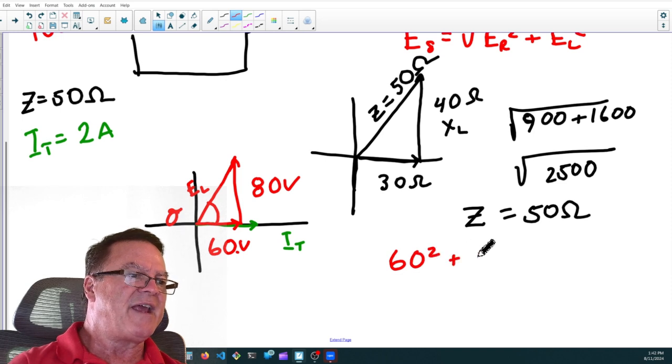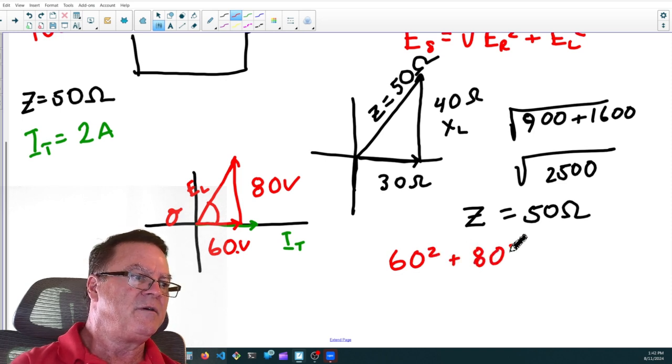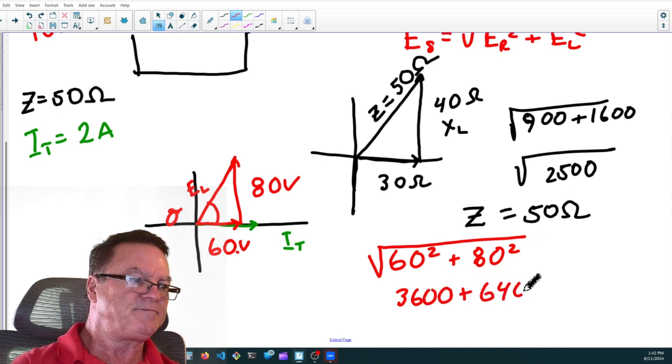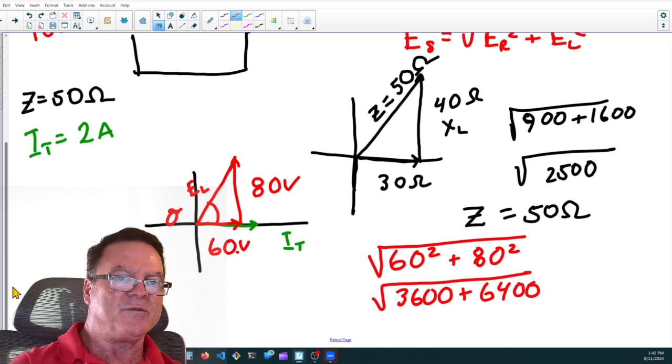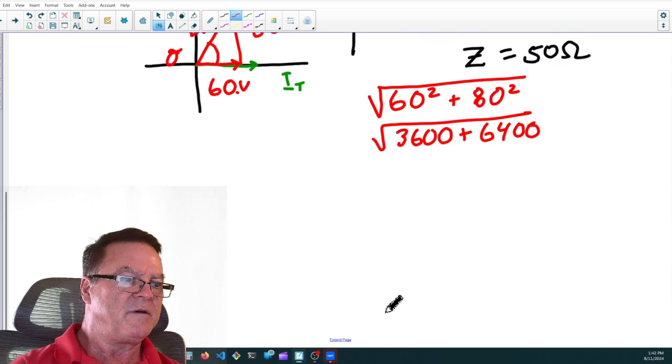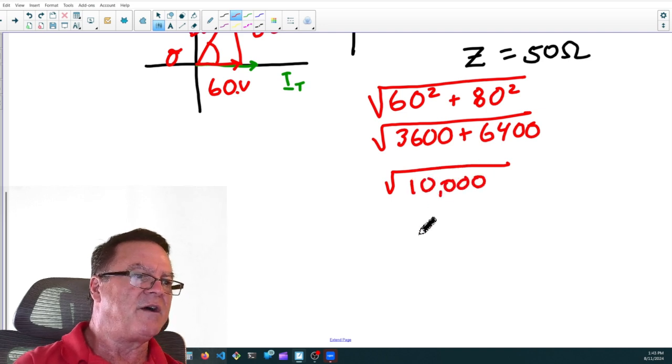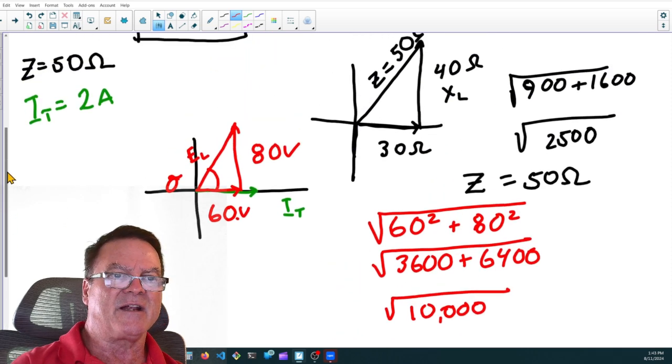60 squared plus 80 squared, and we'll take the square root of that. So I have 3,600 plus 6,400, and that equals 10,000. So the square root of 10,000 is 100. And that works because that says my source voltage was 100 volts, and that's exactly what it is.